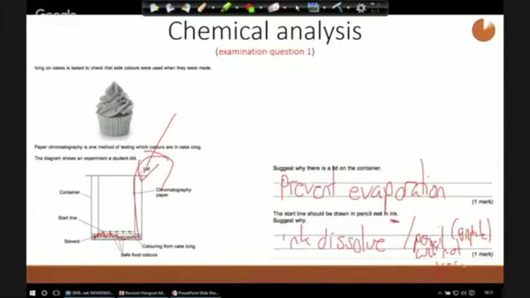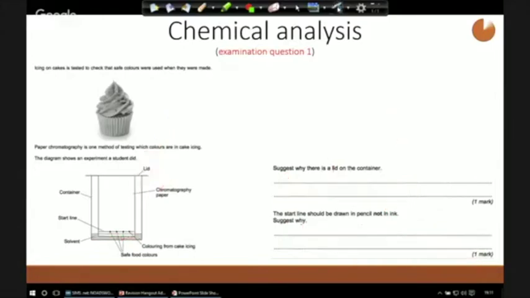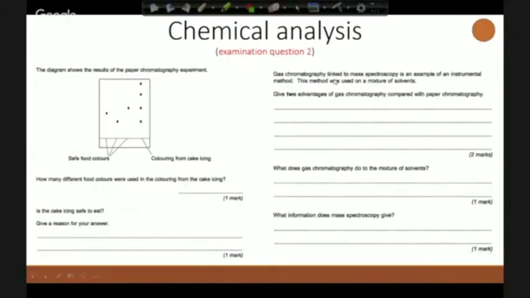Now, once again, I must apologise for my hideous writing. Here's question 2. I'll start the timer on this one.